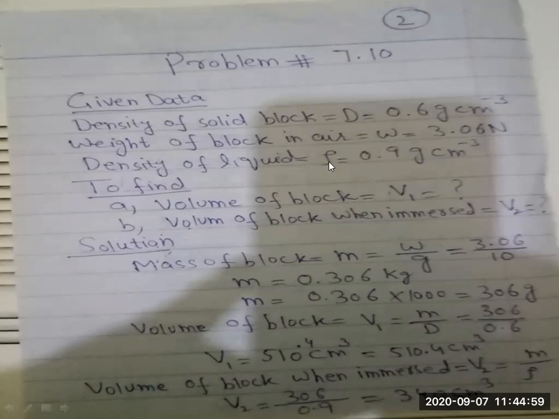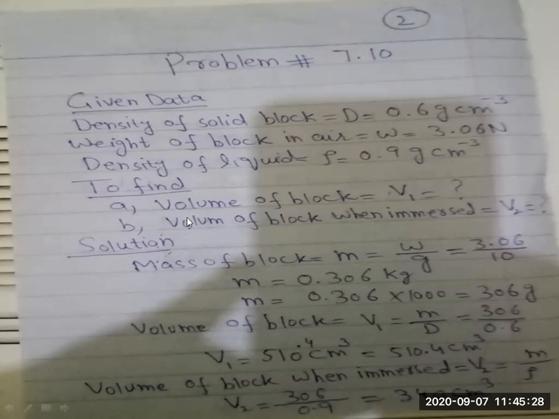It's given to me. Density of liquid is denoted with rho. There is a difference between these two densities. This density is the density of the solid block, but this density is the density of the water, or any liquid. So there's a little bit of difference. Capital D is the density of the solid block, and liquid density is denoted with rho, which is also given to me, 0.9 gram per centimeter cube.